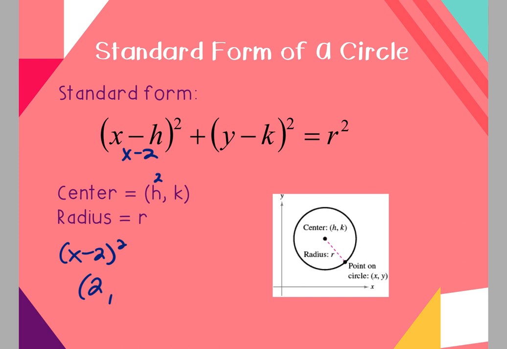In the equation, the radius is squared. So if I have the equation and I'm finding the radius, I'm going to square root it. If I have the radius and I'm finding the equation, I'm going to square it.